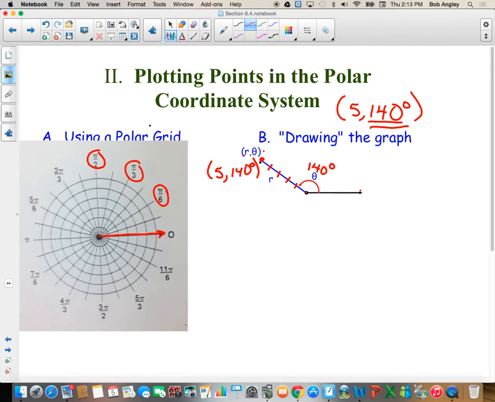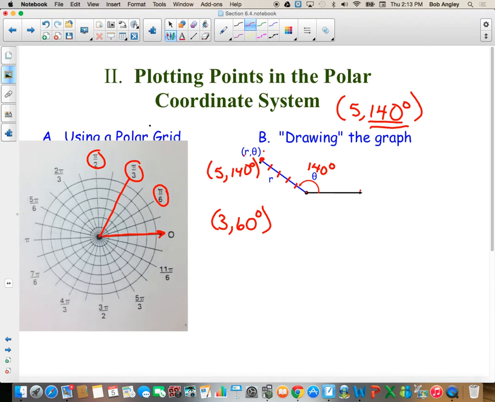Okay, so now, I need to tell you one or two more things. Do you see how we have these concentric circles there? Suppose I wanted to plot the point 3, 60 degrees. Then remember this is 15. So 15, 30, 45, 60. We could get that 60 is what pi over 3 was. So I know I'm going to be on that ray.